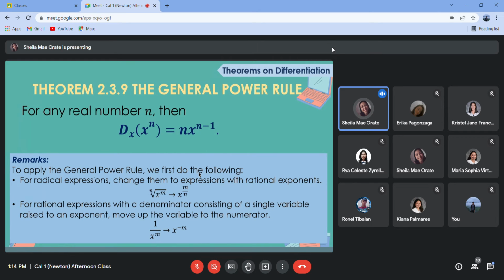If given a square root, you need to change it into an expression with rational exponents. And if given a denominator that is a single variable with an exponent, move it to the numerator. And remember that the exponent then becomes negative.